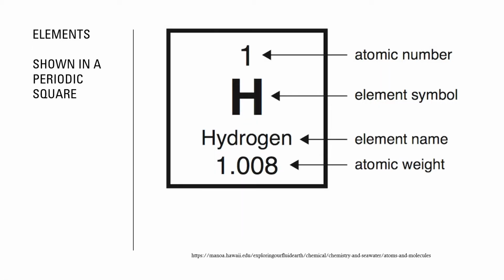Now, in particular, what I'd like to focus on is a single square that exists in a periodic table. Now, first off, this atomic number here. This is the number of the element and tells us exactly how many protons are in the atom of the element. So, for example, hydrogen has the number 1, which means that there is one proton in its nucleus.